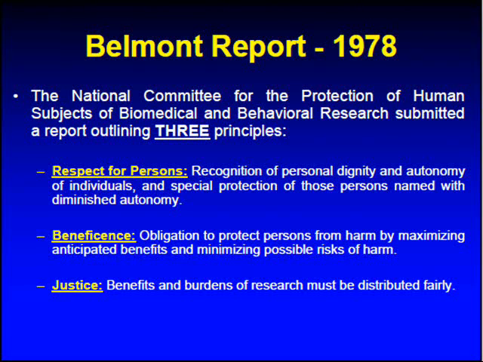Next, we have beneficence. It's our obligation as researchers to protect persons from harm by maximizing anticipated benefits and minimizing possible risks of harm. Like I said, the next item is justice. We must make sure that the benefits and burdens of research are distributed fairly. So in the case of the Tuskegee study, treatment of the African American group was certainly required.